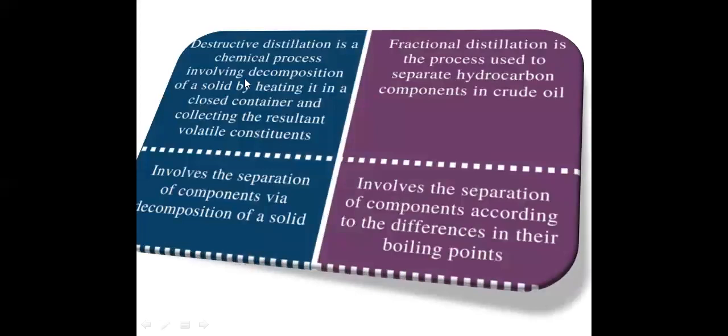Destructive distillation is a chemical process involving decomposition of a solid by heating it in a closed container and collecting the resultant volatile constituent. Resulting volatile constituent means the components which are formed after heating that compound. Destructive distillation involves the separation of components through decomposition of a solid. Decomposition of a solid means the solid breaks down completely and then gives us some important components. We get those components by destructive distillation of coal.